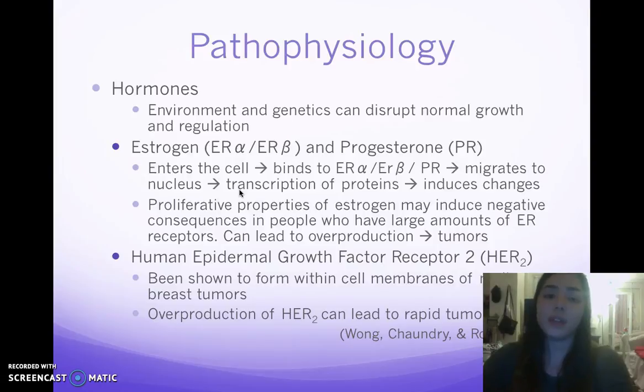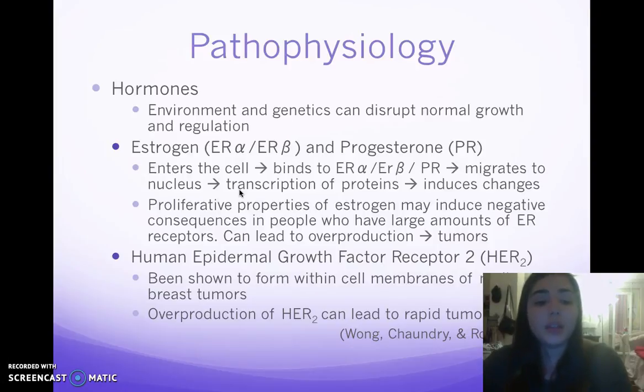So the pathophysiology for breast cancer is extremely complex. It starts out with a disruptor, so a hormone, genetic mutation, and things like that can disrupt normal growth and regulation. So first is estrogen and progesterone. Typically, they enter the cell, they bind to their receptors, and do what they need to do in the body. However, if you have a mutation on estrogen receptor alpha, estrogen receptor beta, or progesterone receptor, this is what can cause problems. If estrogen binds to a mutated receptor, that can lead to a disruptive growth, and that's when it starts to grow out of control, and that's when tumors can start to develop.